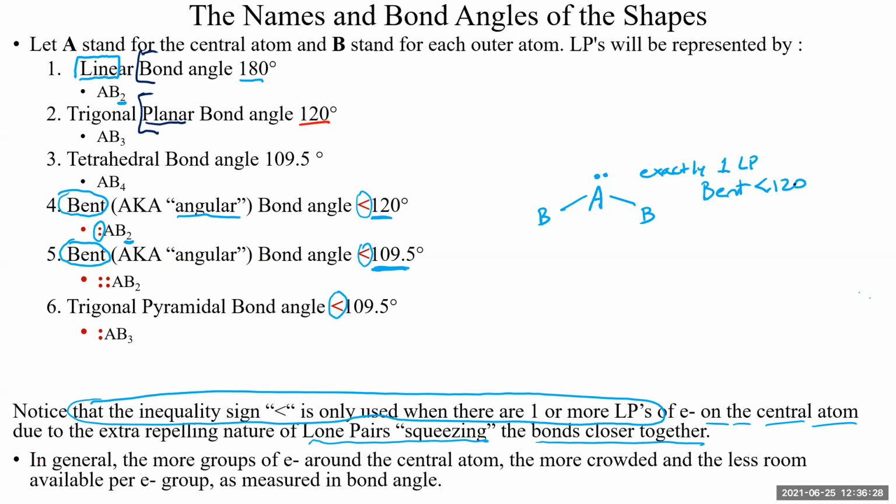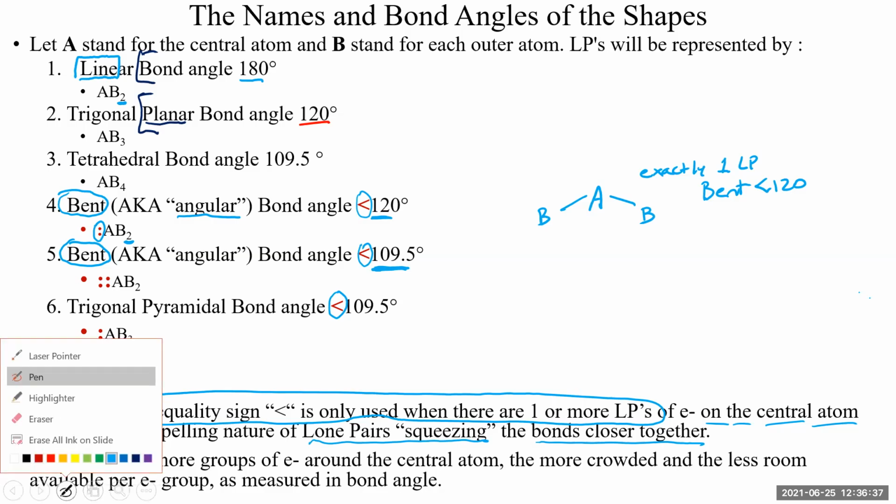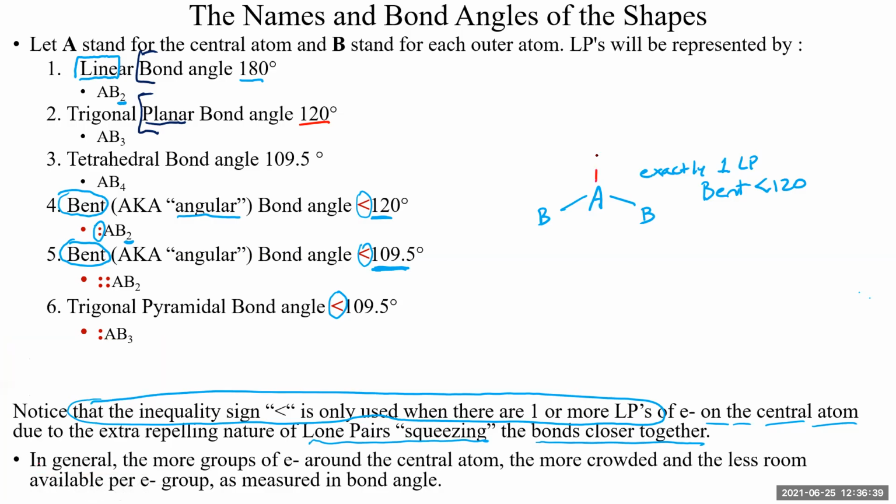Why is it 120 or less than 120? Think of it this way. What is this type of bent shape? All this bent shape is a trigonal planar molecule that just happens to be missing that top bond. That's all it is. Trigonal planar was 120, so a bent with only one lone pair.